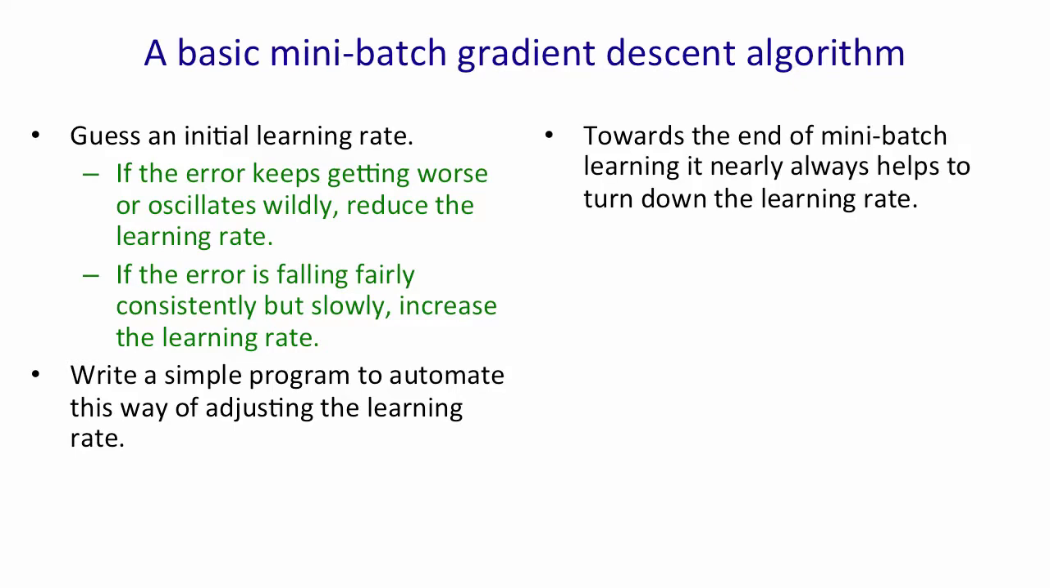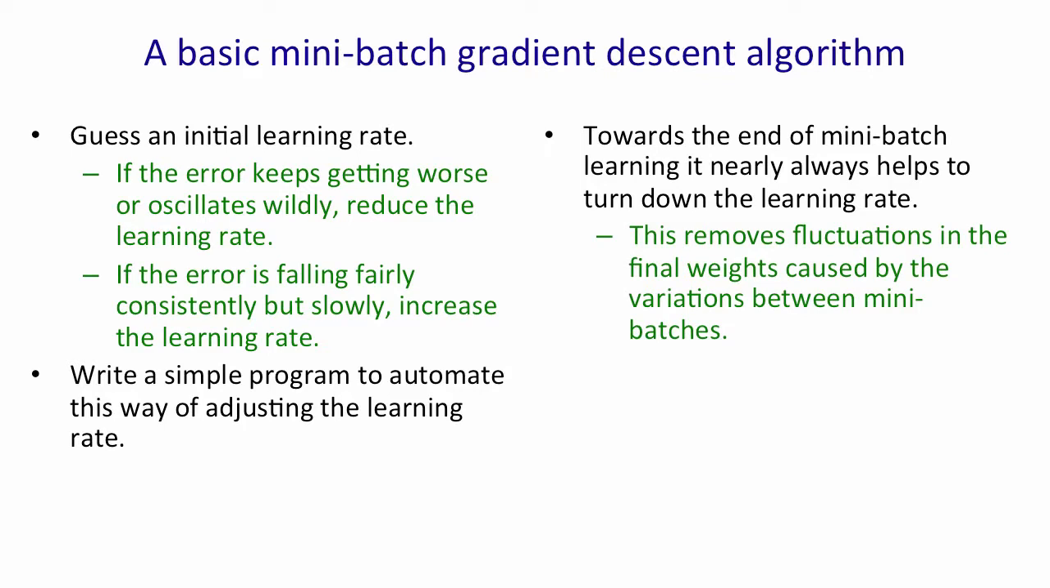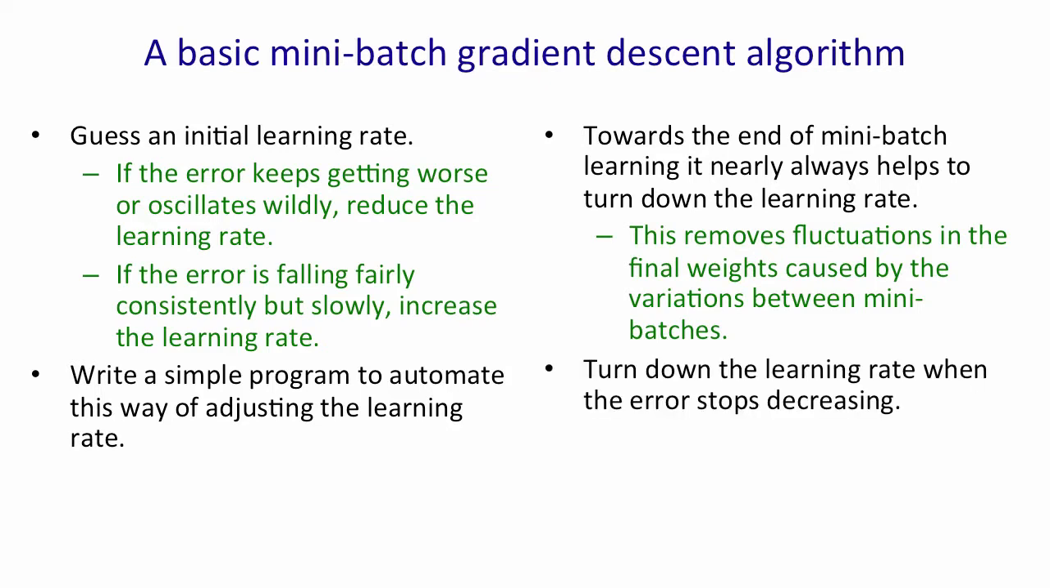One thing that nearly always helps is towards the end of learning with mini-batches, it helps to turn down the learning rate. That's because you're going to get fluctuations in the weights caused by the fluctuations in the gradients that come from the mini-batches. And you'd like a final set of weights that's a good compromise. So when you turn down the learning rate, you're smoothing away those fluctuations and getting a final set of weights that's good for many mini-batches. So a good time to turn down the learning rate is when the error stops decreasing consistently. And a good criterion for saying the error stopped decreasing is to use the error on a separate validation set. That is, it's a bunch of examples that you are not using for training, and also they're not going to be used for your final test.